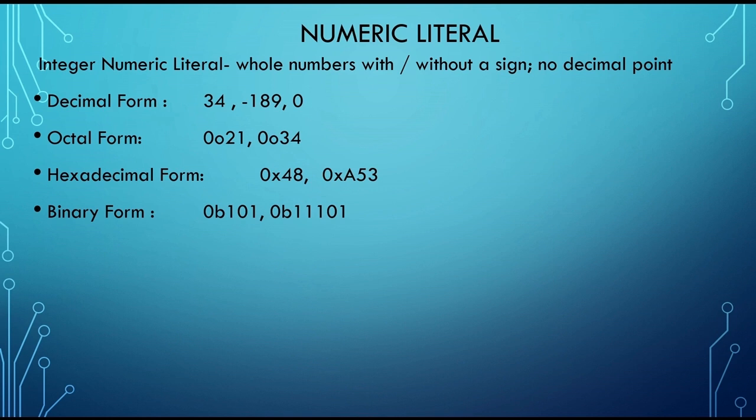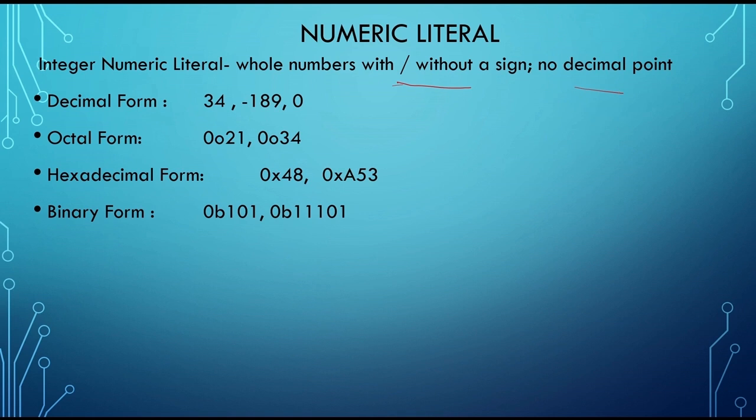A numerical literal can be integer literals, floating point literals, and complex literals. An integer numerical literal can in turn be represented in 4 forms: the decimal form, the octal form, hexadecimal form, and the binary form. When you have a negative sign preceding the number, it refers to the negative of the number. When you do not have a sign preceding the number, by default it is treated as positive. So the number can come with or without the sign, but definitely it should not contain a decimal point.